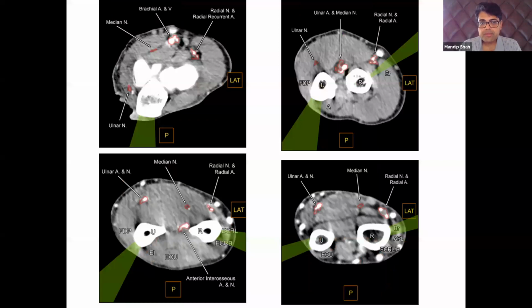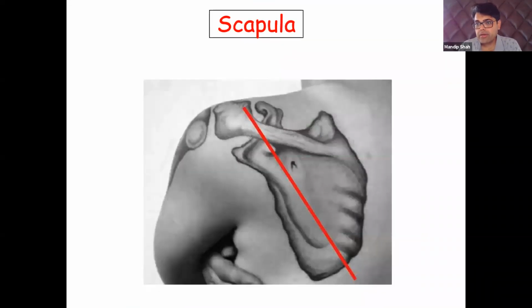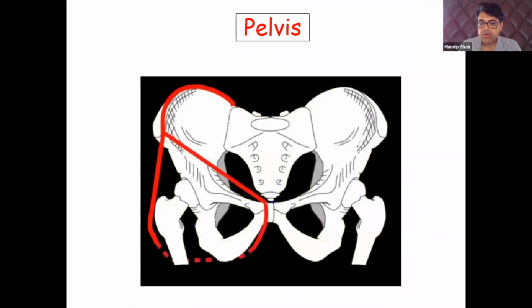Just like this. For the scapula, it is along an imaginary line which is drawn from the tip of the acromion to the inferior angle of the scapula. And for the pelvis, it is along this utilitarian line. As you can see, it's a triflanged incision usually, which runs along the iliac crest, from the posterior superior iliac crest to the anterior superior iliac crest, and then it runs along the inguinal ligament.